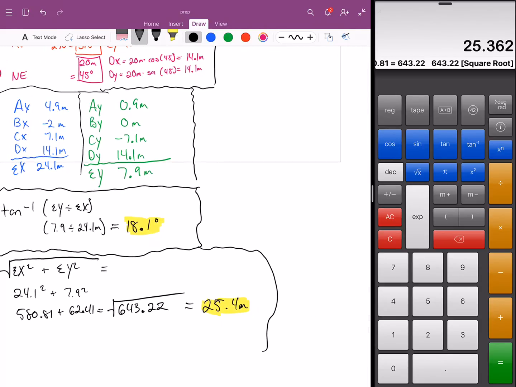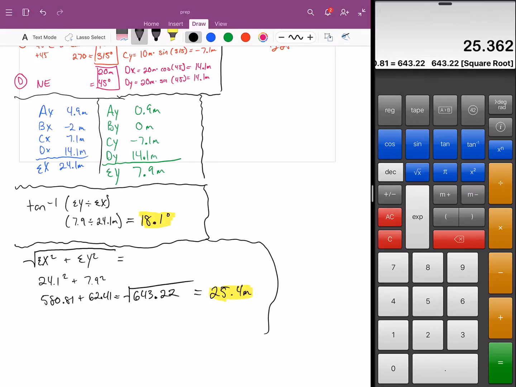Now related to a graph. If you're to draw on the graph, quadrant 1, 18.1 degrees with a magnitude of 25.4 meters. Now we'll go to more detail in this part on Monday.